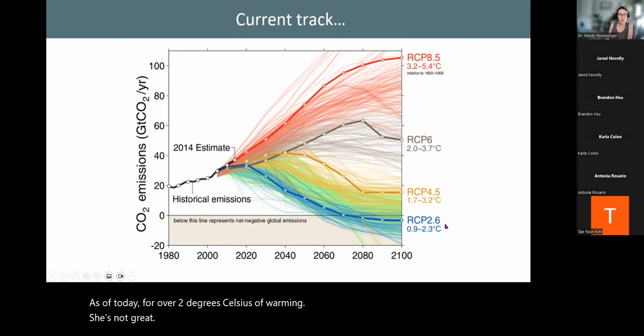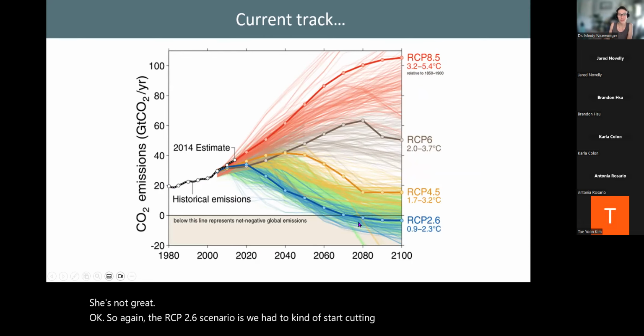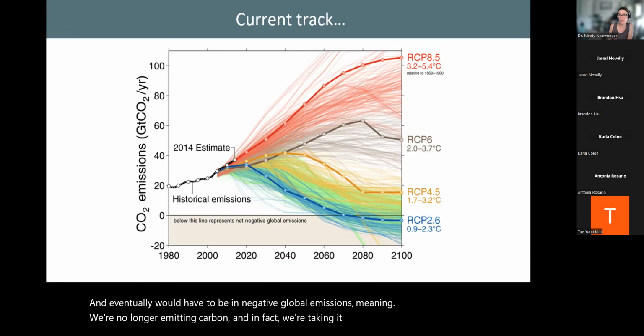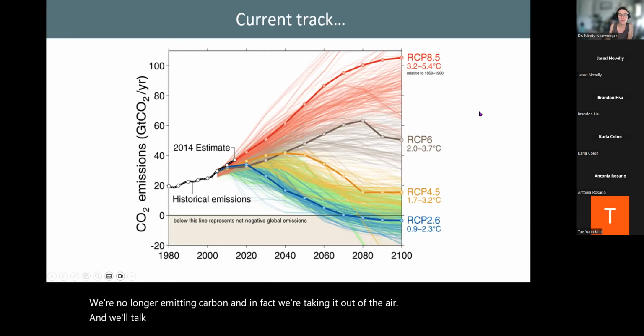Okay, so again, the RCP 2.6 scenario is we had to start cutting down, and eventually we'd have to be in negative global emissions, meaning we're no longer emitting carbon, and in fact, we're taking it out of the air. And we'll talk about that tomorrow or on Thursday.